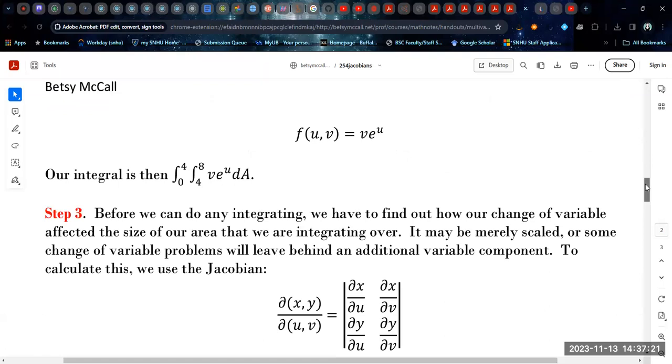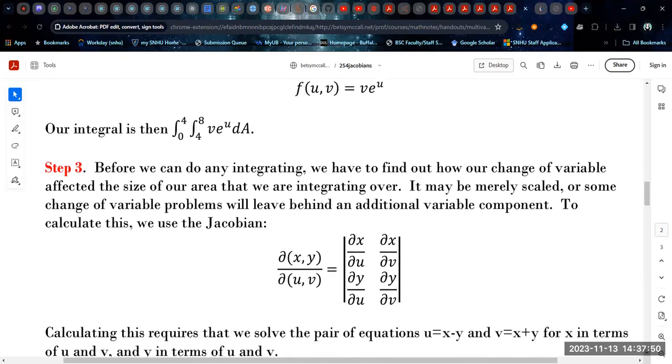All right, so now that we have our transformations, we can replace our u and our v in our equation. x plus y gets replaced with v, and x minus y gets replaced with u. And so our integral is now this. But we have one more step to do before we can actually integrate, and that is figuring out what dA is. And to calculate dA in terms of du and dv, we're going to need to calculate the Jacobian.